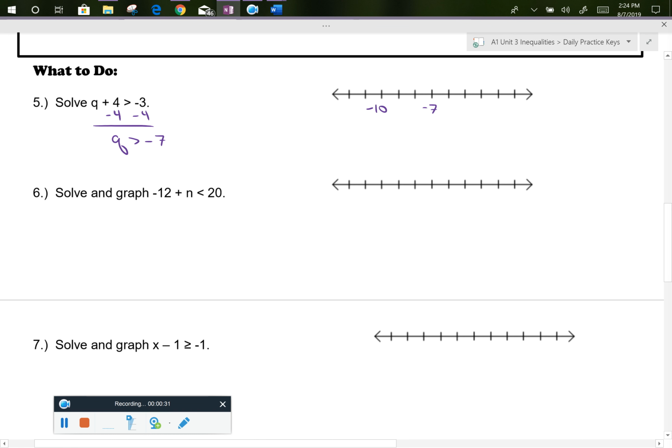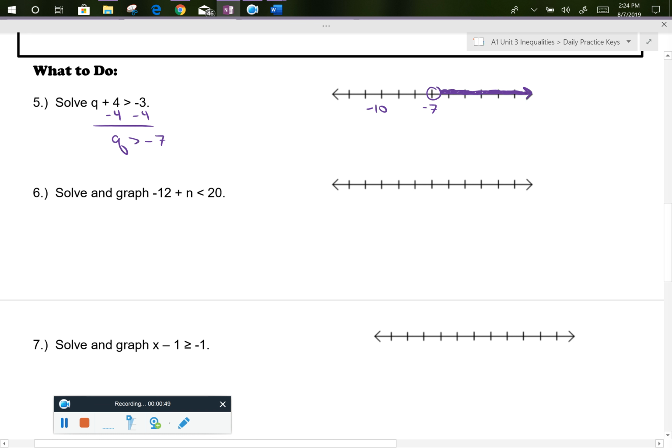Because it's greater than but not equal to, we have a circle on the -7. And because we are greater than, we're going in the larger direction on the number line, which is always to the right. So we're going to shade all the way to the end, stopping only at the arrow.